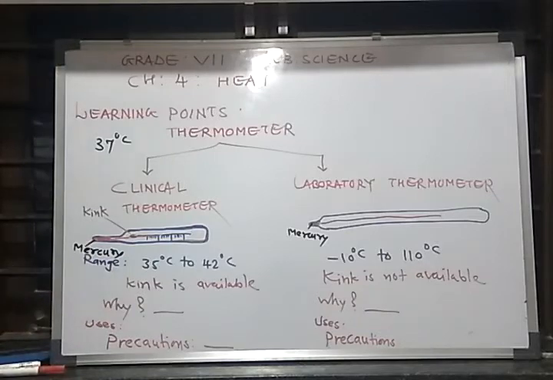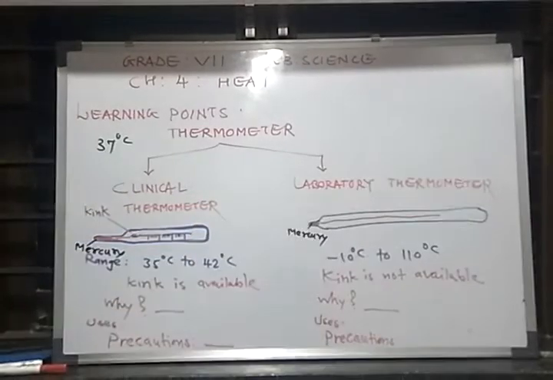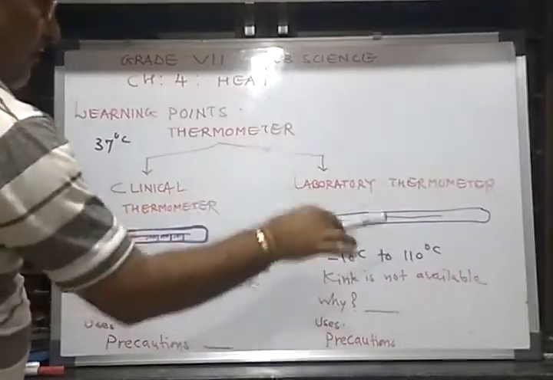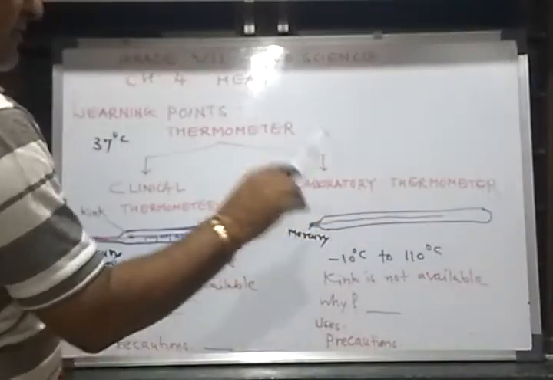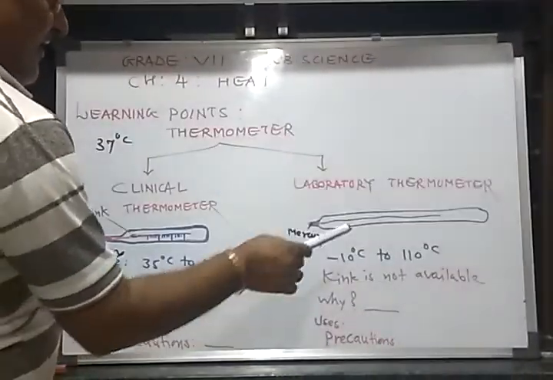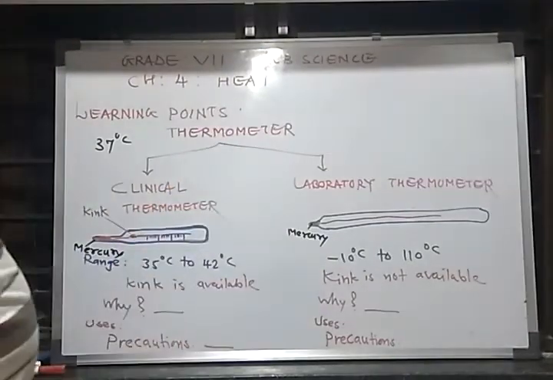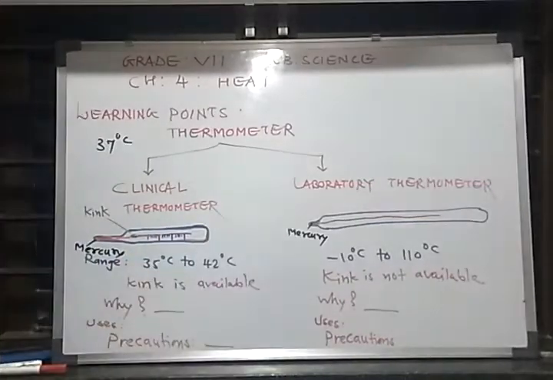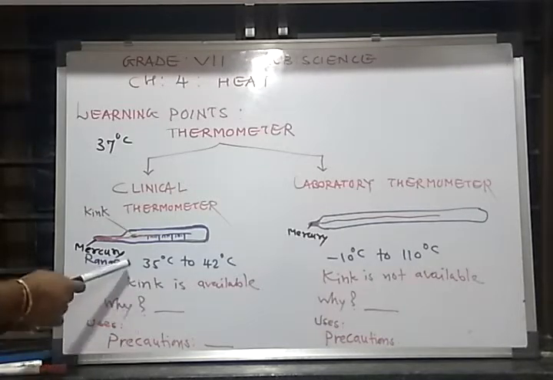Next point: in this we are not supposed to take out the thermometer. The thermometer must stay inside that apparatus. So at that time we can measure the correct temperature. Here we can take it out, here we can't. So just now I have told you the answer why the kink is there. Okay.